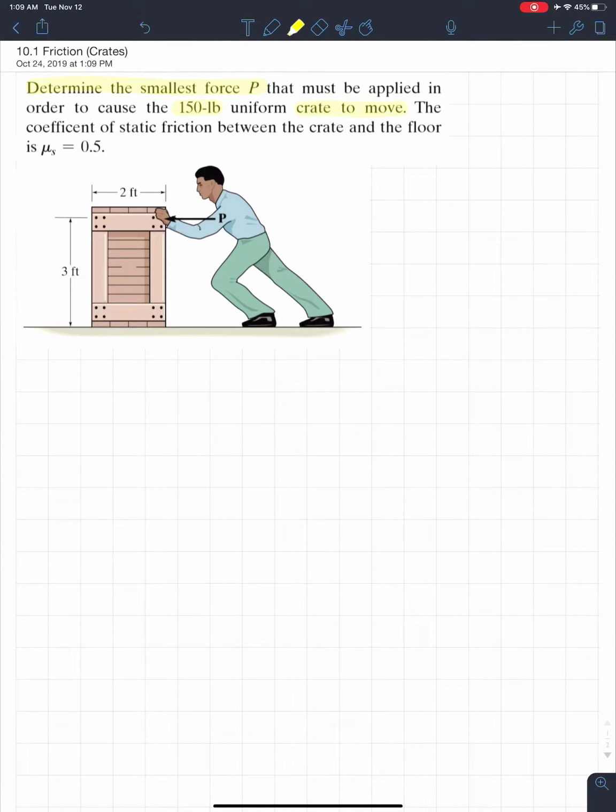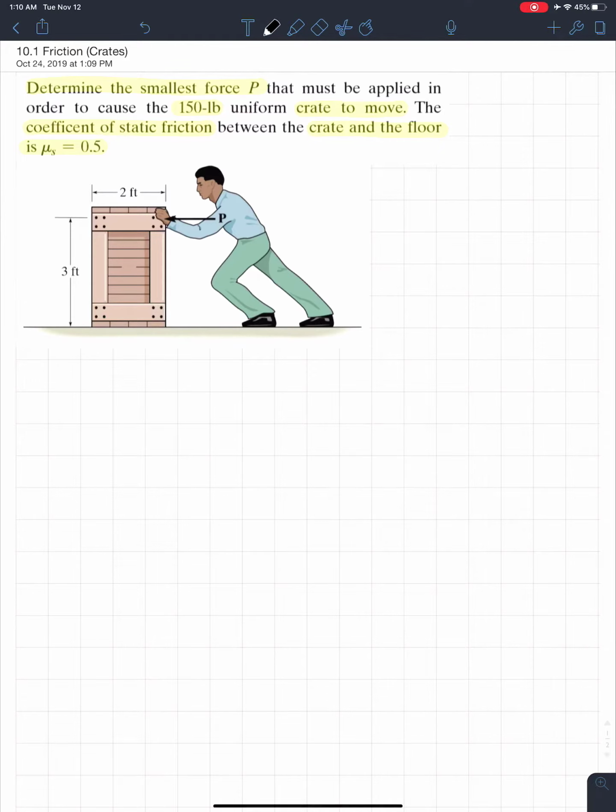And then at the end it says that the coefficient of static friction, so this will be very important, between the crate and the floor is, and then its mu static is equal to 0.5. So that's going to be very important. Now before we begin, let's just go and do a quick concept of friction.